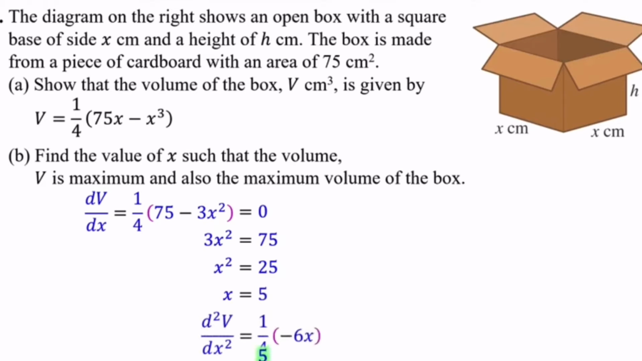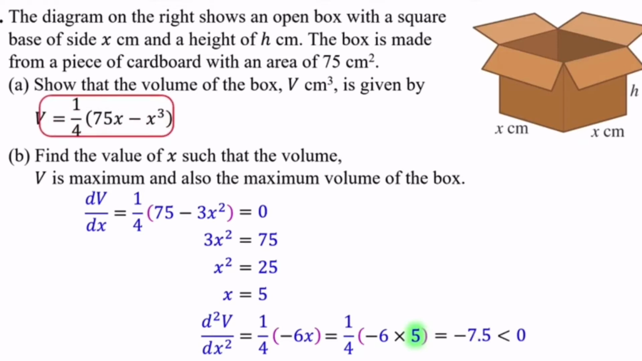So then we will do another time of differentiation, d2V/dx squared. So we get 1/4 times negative 6x. So we will substitute x equal to 5 into the d2V/dx squared, and we are getting a negative value, which is negative 7.5. So it is a negative value, so less than 0 means negative. So we can conclude that the volume is actually maximum when the side of the square base is 5 centimeter.